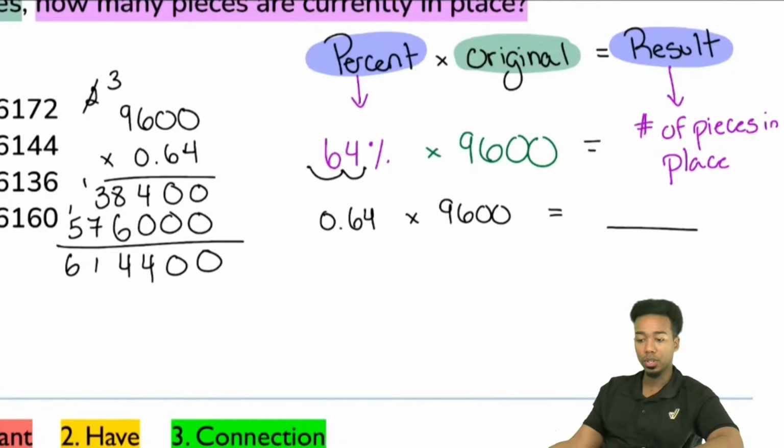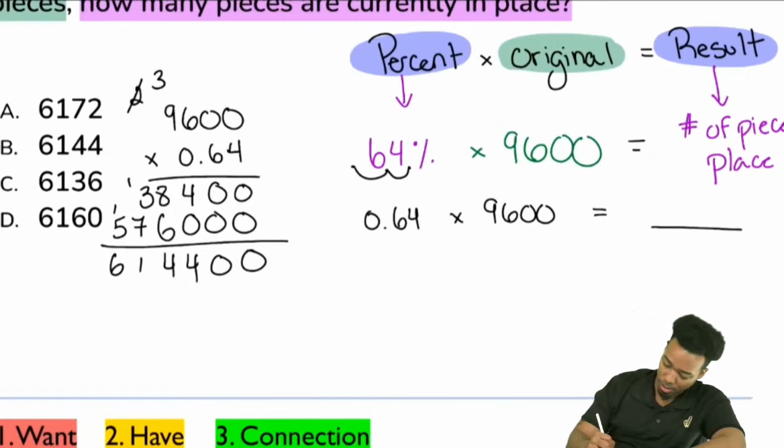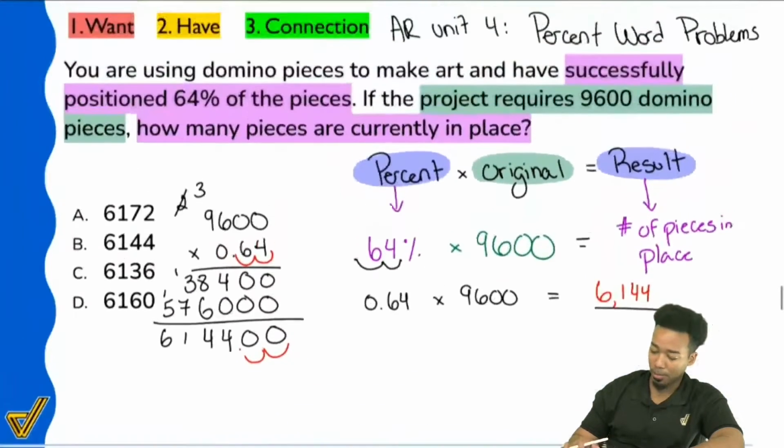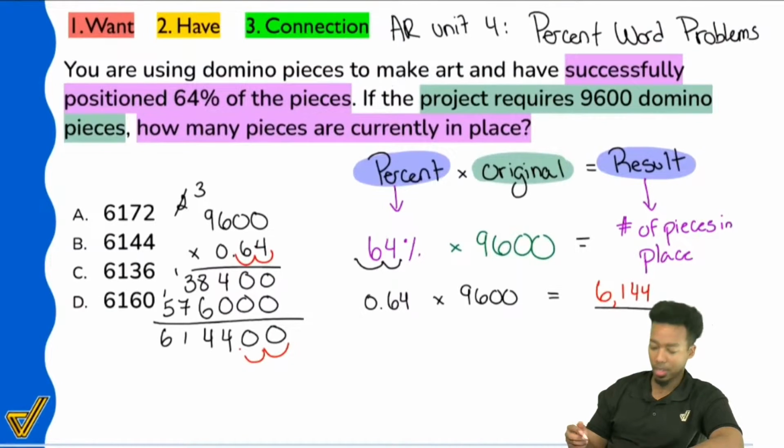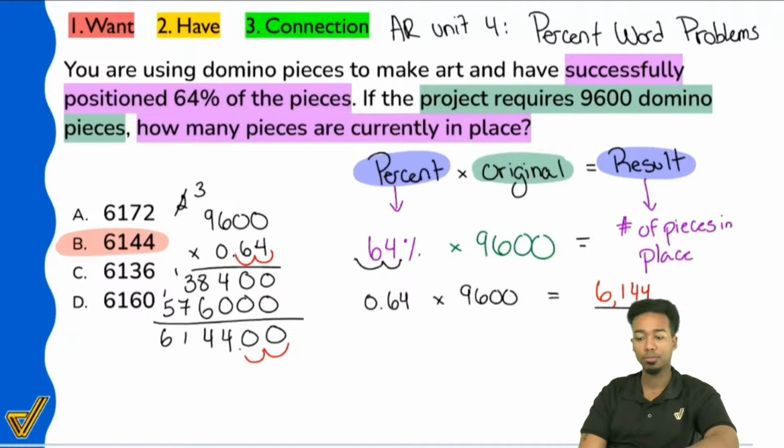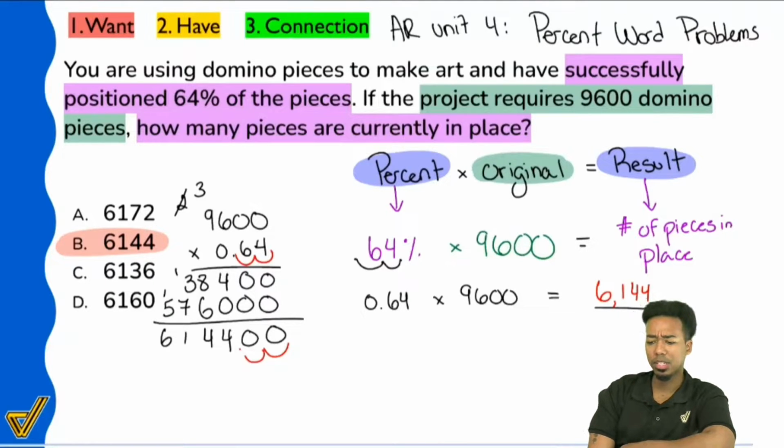Everyone, what do we do to finish this up? What do we got to do? Right, we're going to bring the decimal places back. So that'll end up being 1, 2, 1, 2. So that'll be 6,144 pieces that are in place currently. And there, boom, that'll be B, 6144. So does that make a little bit of sense here, my party people? Are we good on this type of question?